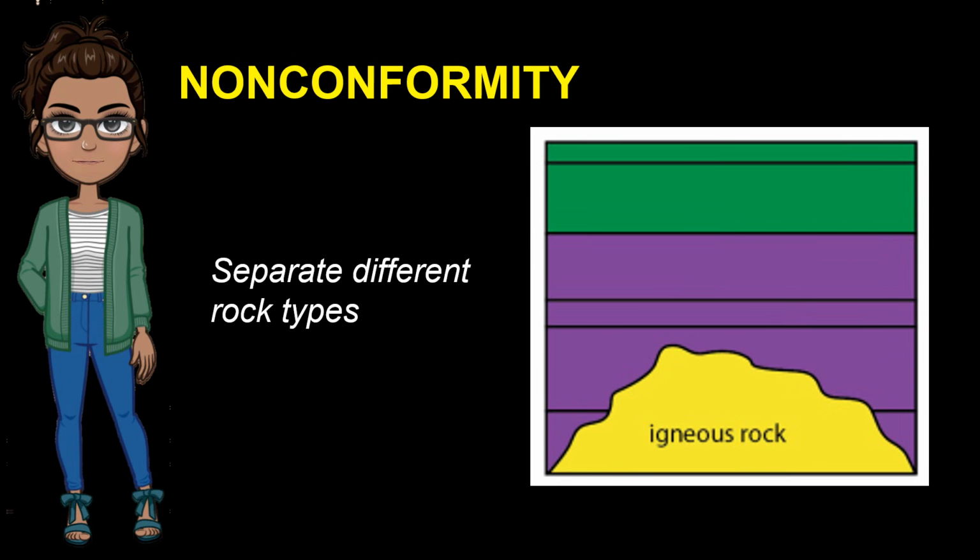Nonconformities are unconformities that separate different rock types. This is commonly the separation between igneous and sedimentary or metamorphic and sedimentary rocks. These types of unconformities usually indicate that a long amount of time has been eroded away before the younger sedimentary rocks were deposited. The figure shows nonconformities occur between an igneous body and sedimentary rock layers.